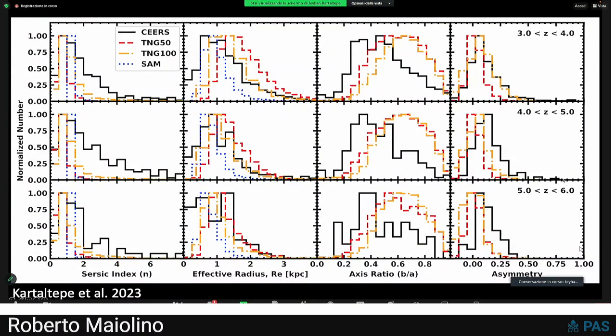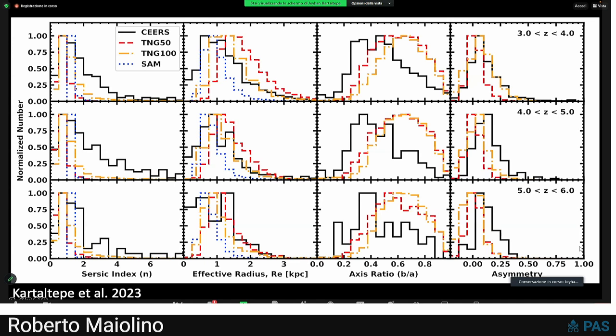We also looked at the distribution of some of the quantitative morphology measures. Shown here are histograms of the Sérsic index on the left, effective radius, axis ratio, and the asymmetry of galaxies for 3 different redshift bins. The CEERS distributions are shown in black, in comparison with some different simulations: TNG50 and TNG100, as well as the Santa Cruz semi-analytic model.